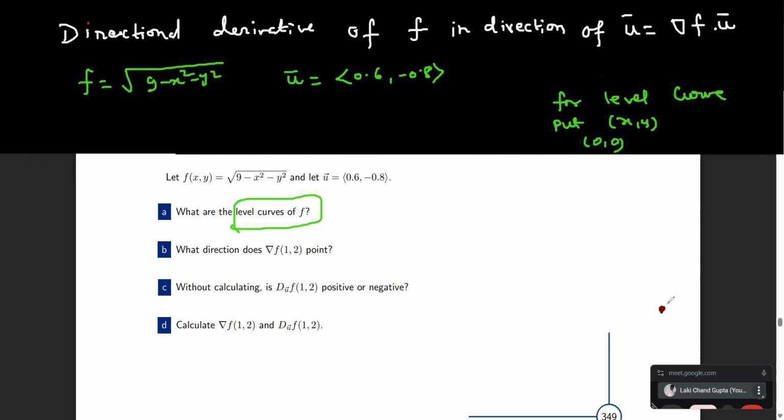For a level curve, put the value of f. Let's suppose f is 0. If you put f equal to 0, you will get what? x squared plus y squared is equal to 9, right? It means you will get a circle of radius 3.